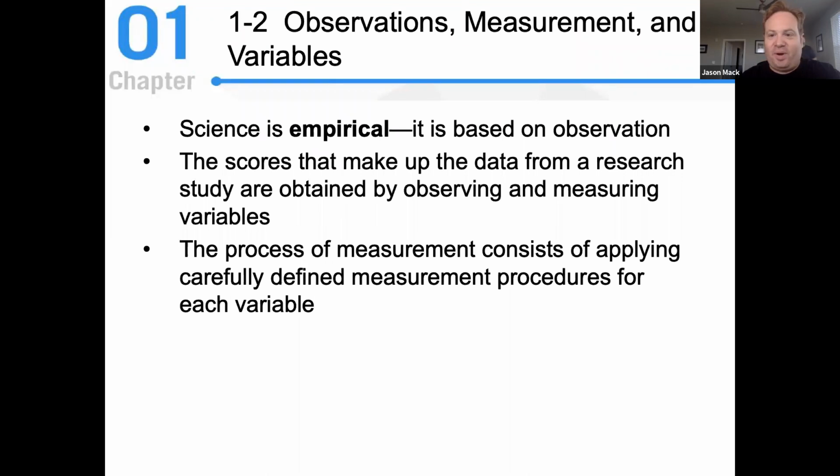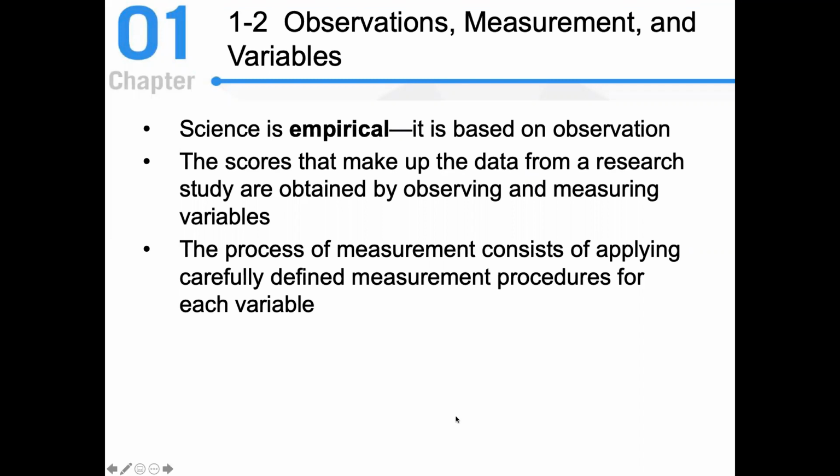All right, so science is empirical. Think about the importance of science being empirical. You absolutely want to know that what you're looking at makes sense, not just some random opinion of someone. That's important when you watch the news. That's important when you do research. That's important when you look up things on the internet. The scores that make up the data from a research study are obtained by observing and measuring variables. The process of measurement consists of applying carefully defined measurement procedures for each variable.